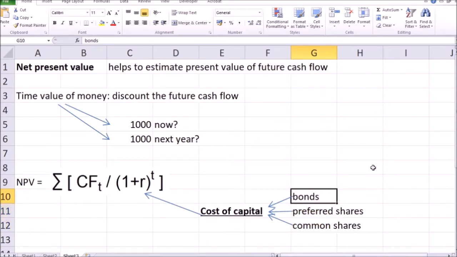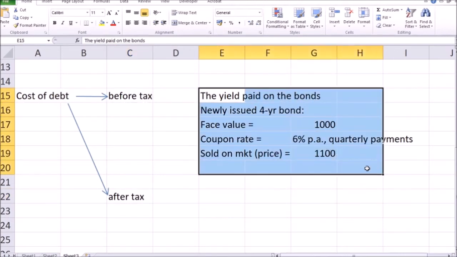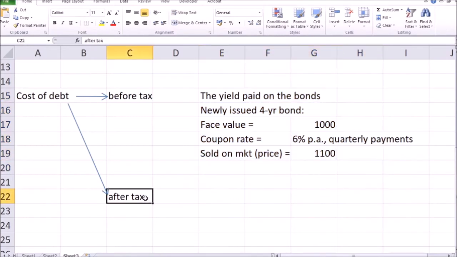So let's start with bonds, which is basically debt. So we'll look at cost of debt. And because interest, the repayment of that debt, is actually tax deductible, the real cost of debt is a little bit smaller than it seems at first glance. At first glance, the interest that the company pays can be calculated, and we'll have a look at the way to calculate that in a minute. But in reality, the actual cost of debt is a little bit less than that because the interest expense is tax deductible. Now let's calculate the cost of capital before tax.